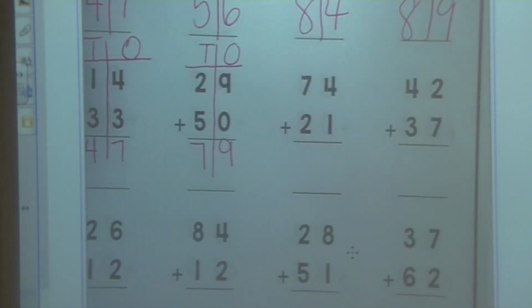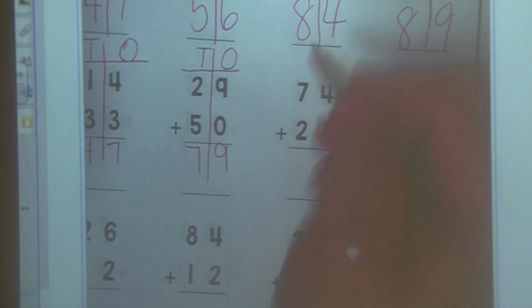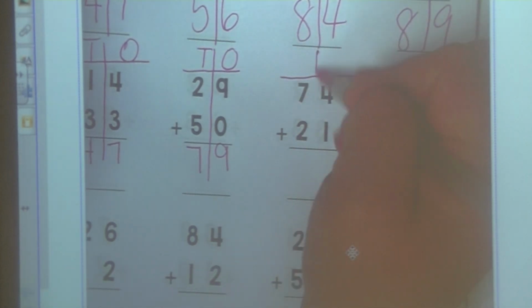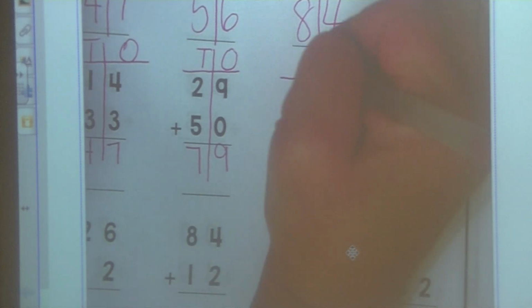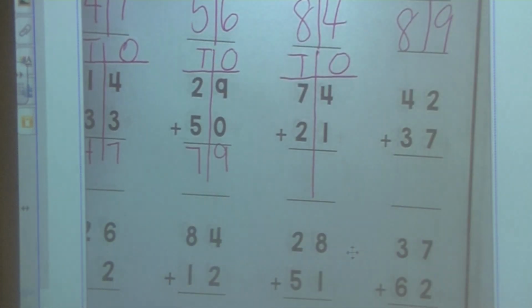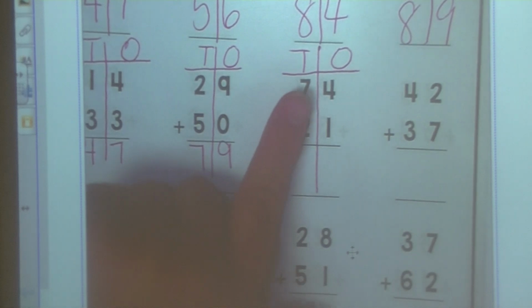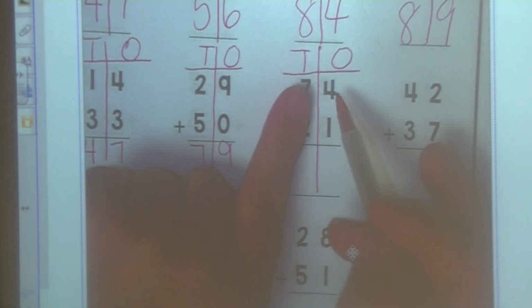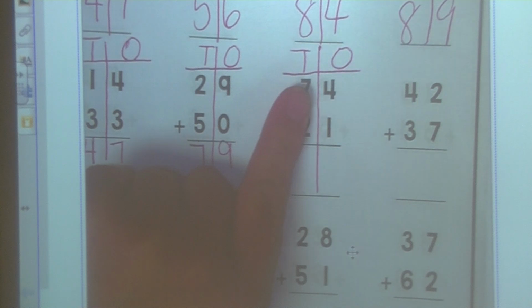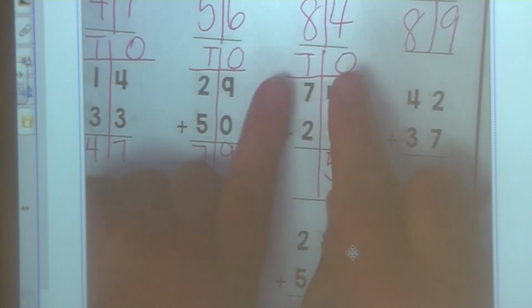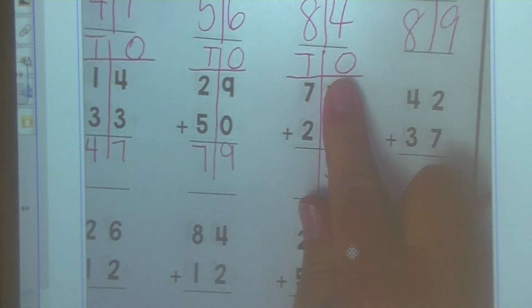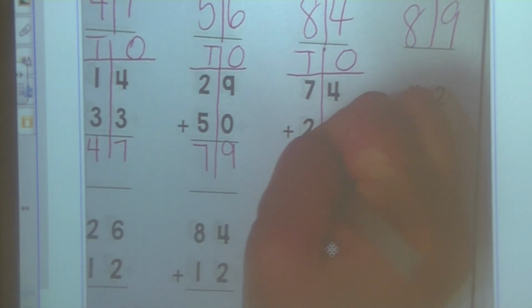Alright, make your chart on the next one. Alright guys, who hides? Tens hide first. Ones, let's play. 4 plus 1 equals 5. Now it's time for the tens. 7 plus 2 equals 9. 95.